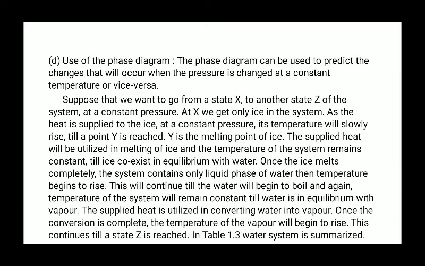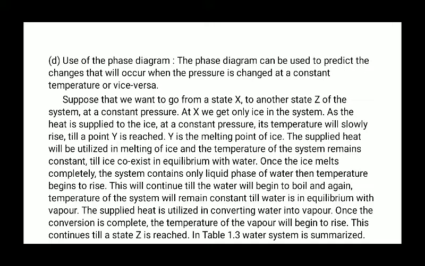Use of phase diagram. The phase diagram can be used to predict the change that will occur when the pressure is changed at a constant temperature or vice versa. Suppose that we want to go from state X to another state Z of the system at constant pressure. At X we get only ice in the system. As heat is supplied to the ice at constant pressure, its temperature will slowly rise till a point Y is reached.